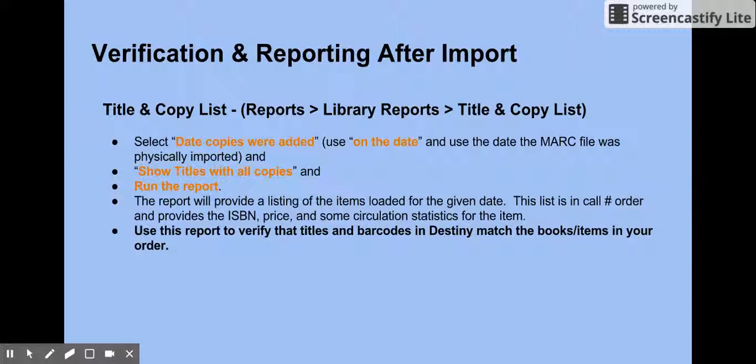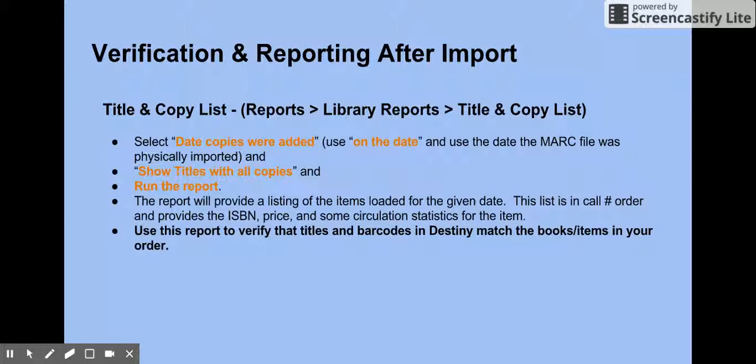First, you'll go to your title and copy list. You'll find that under Reports, Library Reports, Title and Copy List. Select Date Copies Were Added, use On the Date, and use the date the MARC file was physically imported, and Show Titles with all copies.